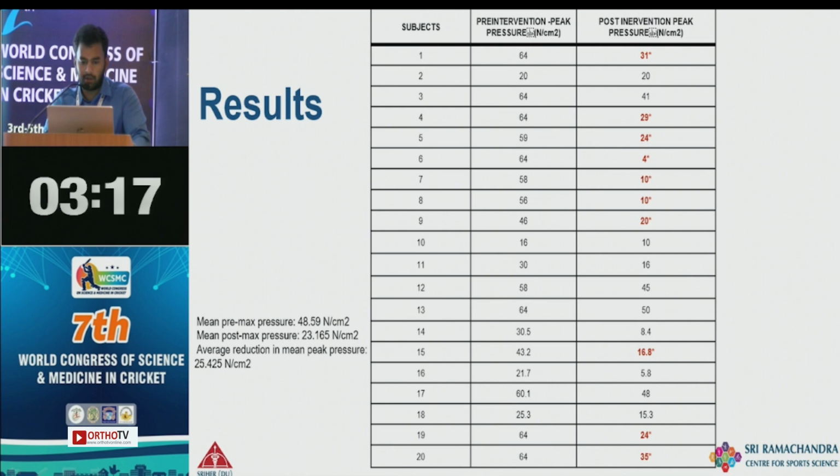As you can see, the peak pressures were 48.59, and after 6 weeks of wearing the insole, the mean post max pressure was 23.165, and there was an average reduction of about 25 Newton per centimeter square.